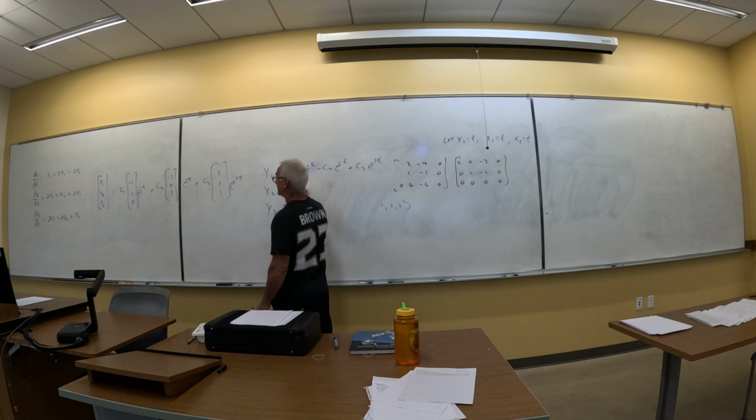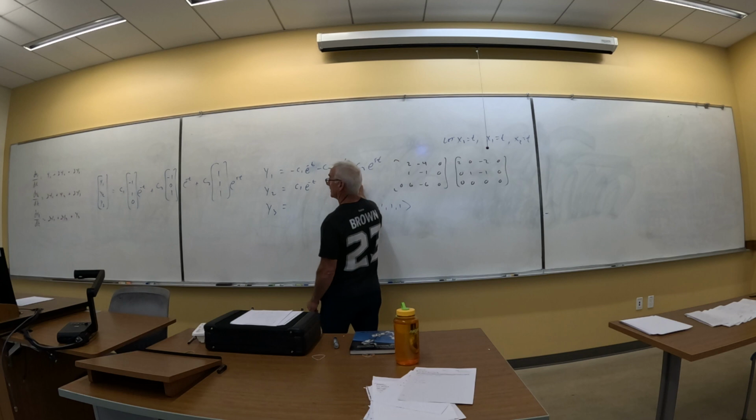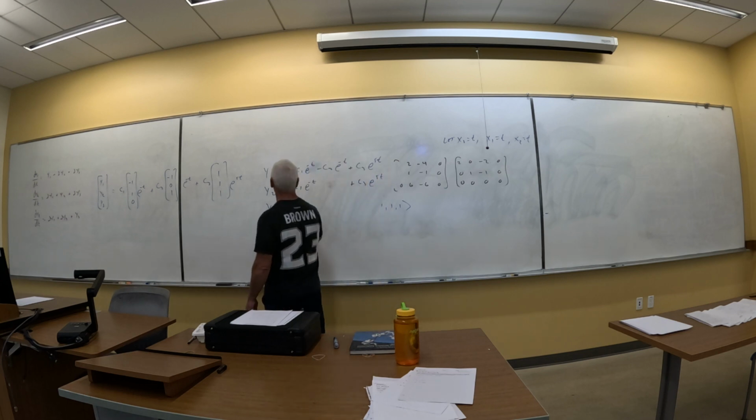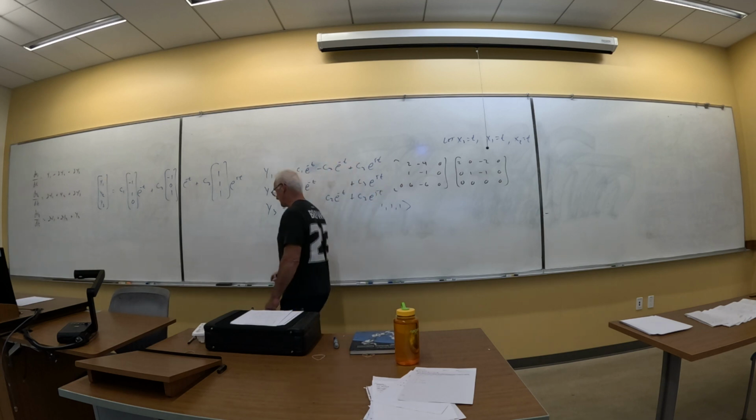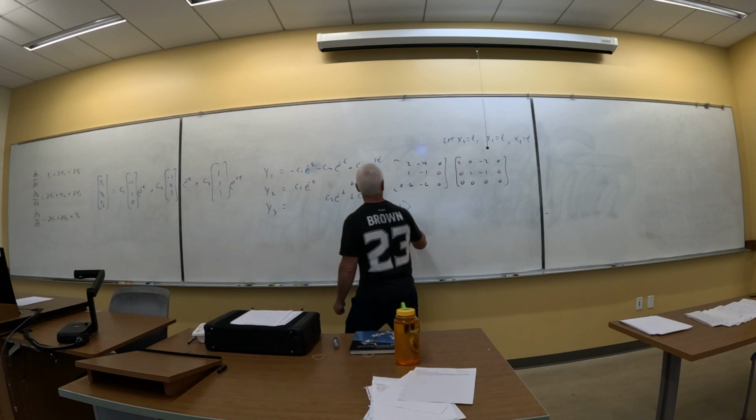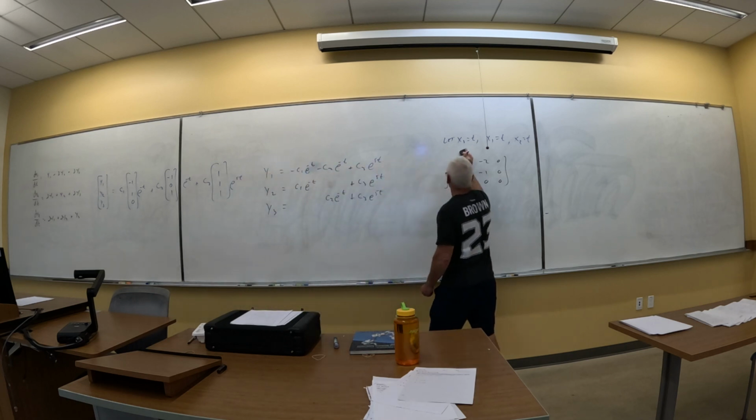And then I just continue. This is a piece of cake. So then it's C1 e to the negative t, plus C3 e to the 5t, nothing in the middle. And then the last one, nothing here, C2 e to the negative t plus C3 e to the 5t. C1, C2, and C3 can be any real number, including 0, and these will work.